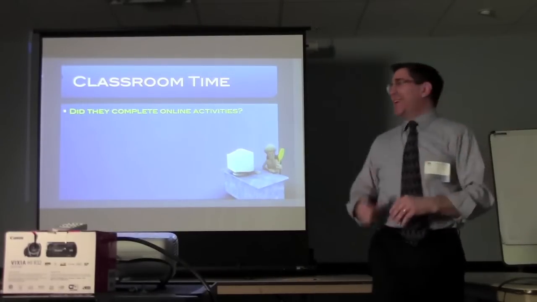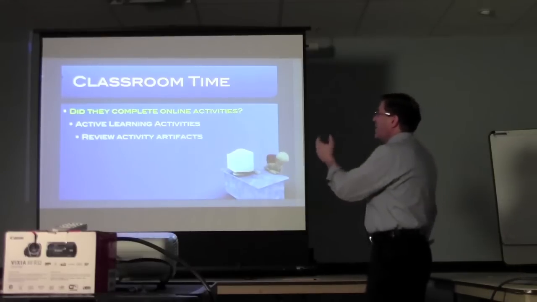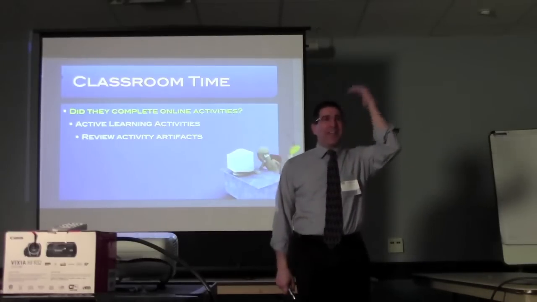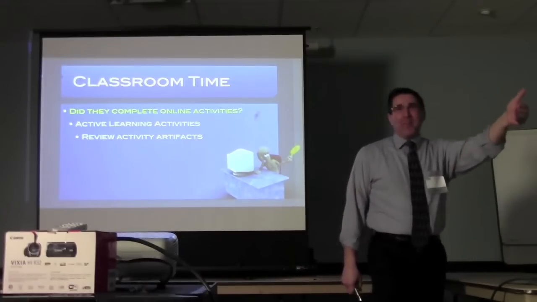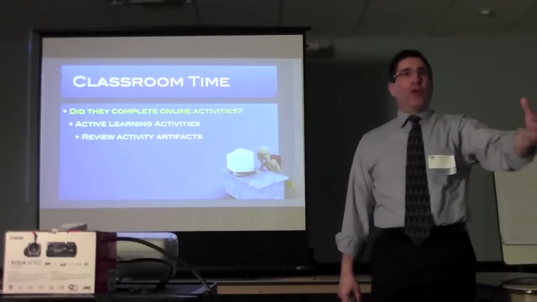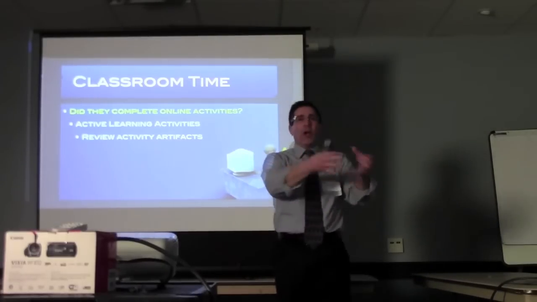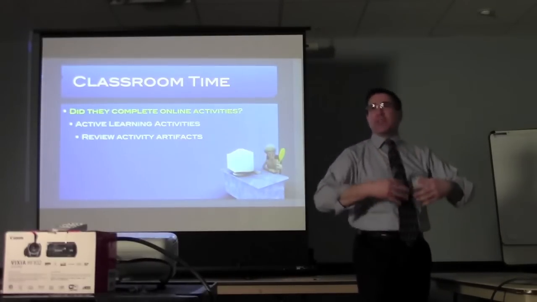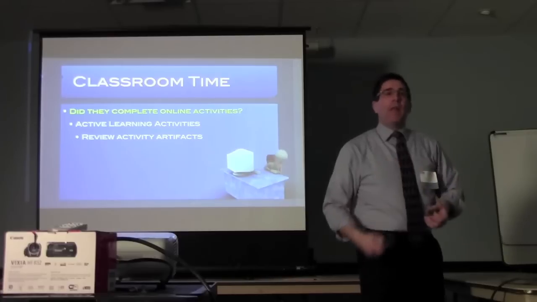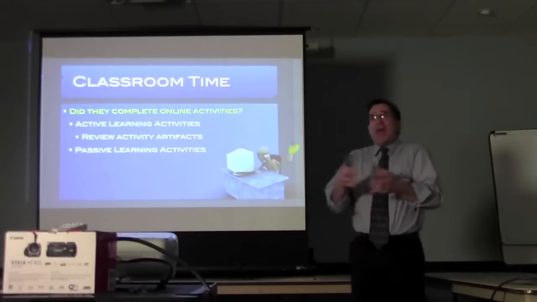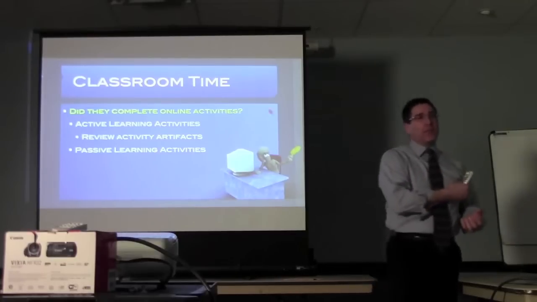I'm just being pragmatic. So when you come to the classroom, you've got to think, okay, did they do their online activities? Right? If they had active learning activities, such as group activities or the individual active learning, there're going to be artifacts, assignments, papers, different things that you can look at. But for the passive learning, you don't have that. So how do you know they did the passive learning?